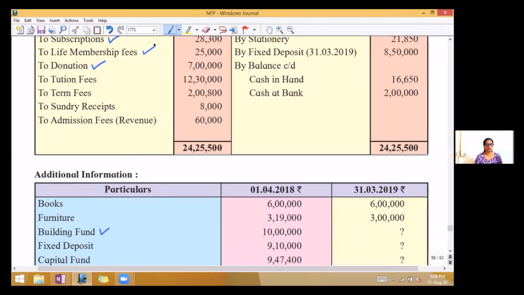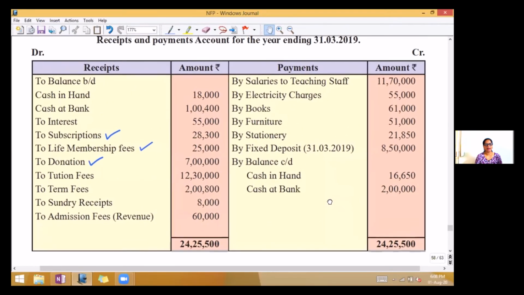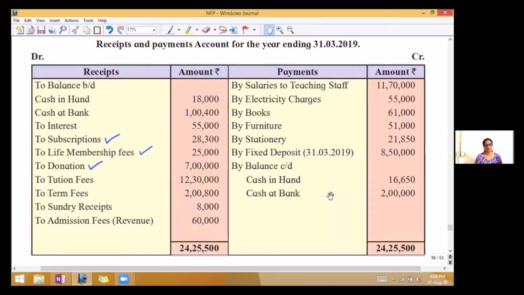Now before we move on, I just want to again remind you that whatever is on the receipt side, children, it goes to the income side and to the liability side. Whatever is on the payment side, remember, are expenses and assets. Okay, so remember this, it becomes easier to solve the problem.